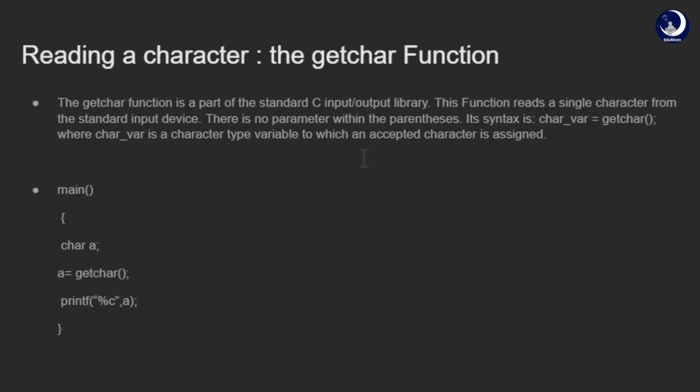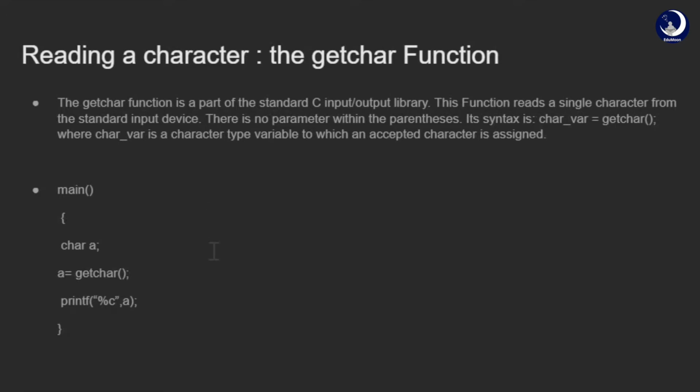Now coming to the getchar function. The getchar function basically returns the next character typed on the keyboard. It is a part of the standard C input-output library. This function reads a single character from the standard input device. There is no parameter within the parenthesis, and its syntax is char var equal to getchar empty parenthesis. What is this char var? This char var is nothing but a character type variable.